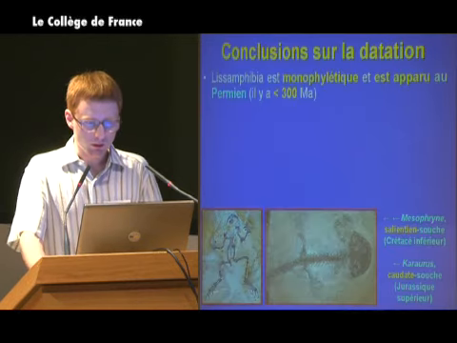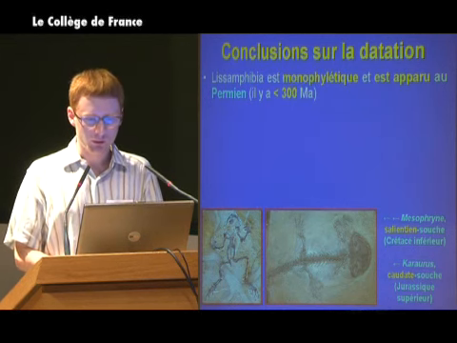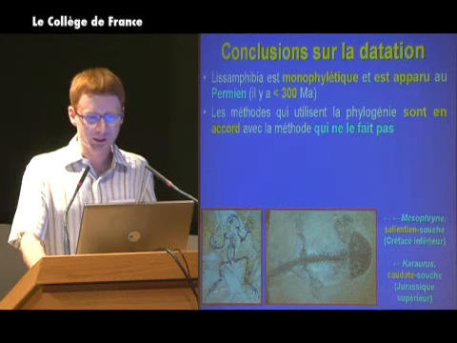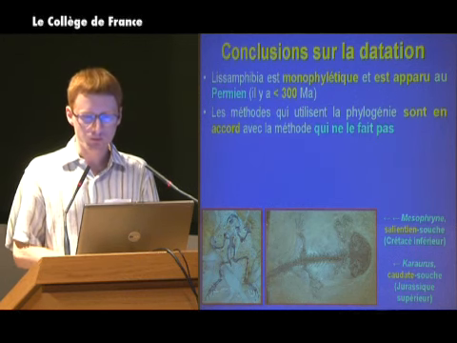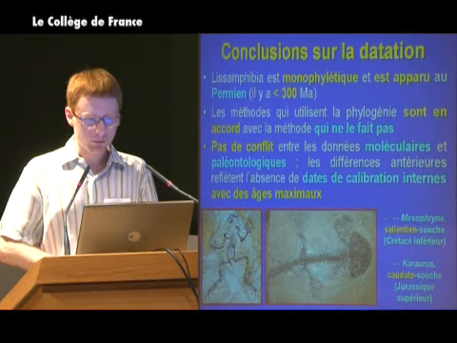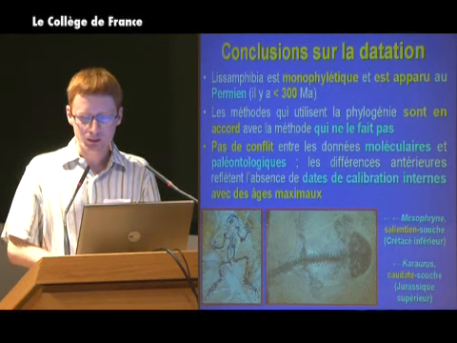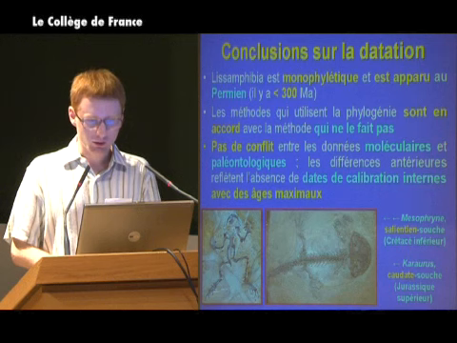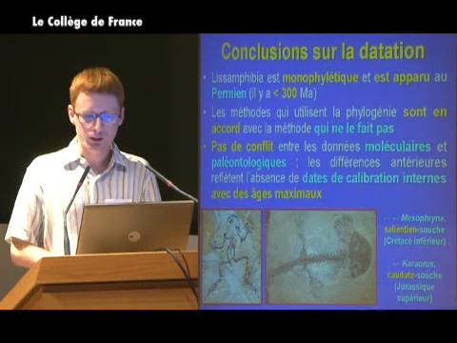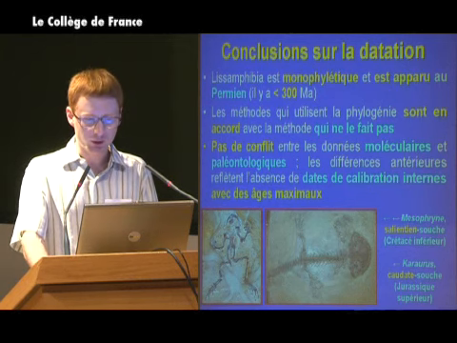So we conclude from these two papers that there is indeed a monophyletic Lissamphibia which appeared in the Permian, so less than 300 million years ago. And reassuringly, the two methods that use the phylogeny agree with the method that does not use it. And the much-cited fundamental conflict between molecular and paleontological data on origination dates of taxa disappears if molecular dating is done with enough calibration points internal to the taxa in question and with enough maximum ages.